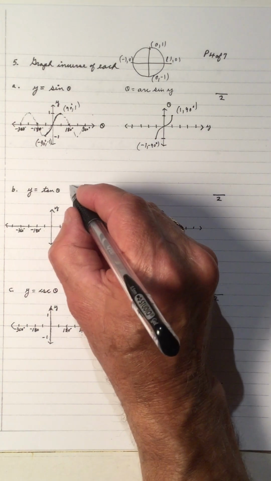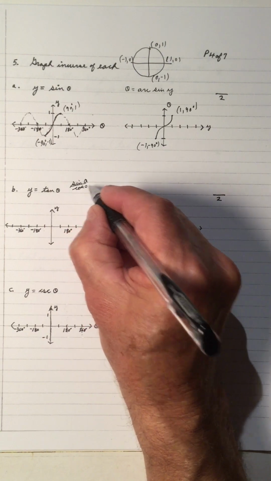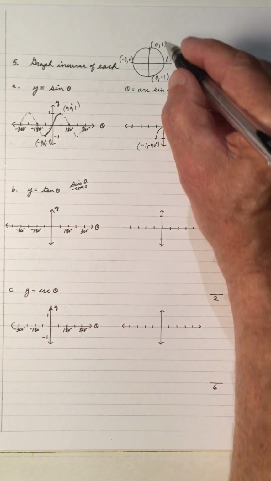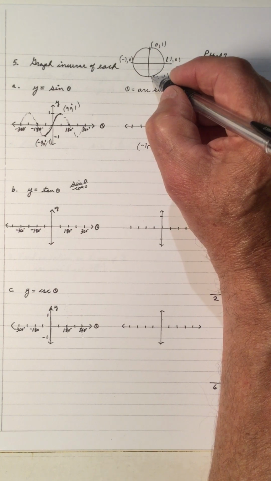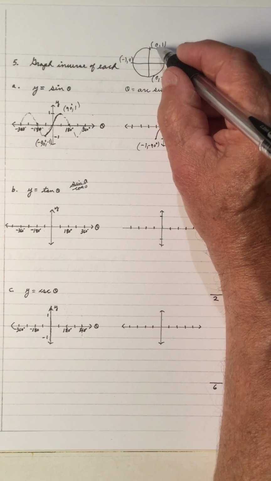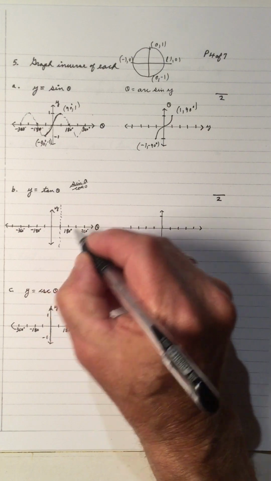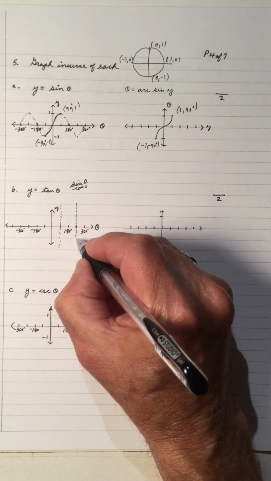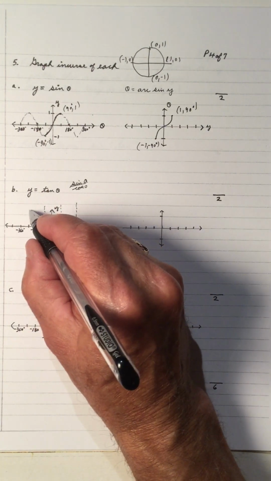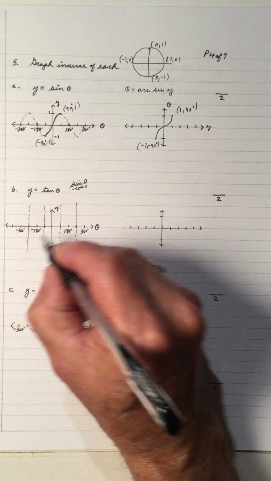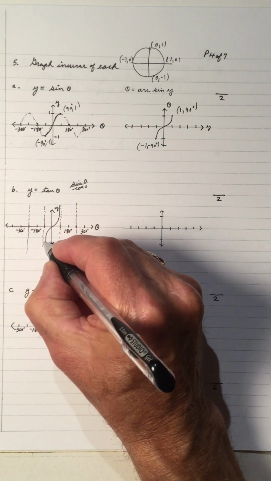Now let's do the tan graph. Tan is sine over cosine, so where's cos 0? Cos is 0 at 90 and 270, or 90 and negative 90. So it's undefined at 90, undefined at 270, undefined at negative 90, undefined at negative 270. So the tan graph, just a quick sketch, is doing this.